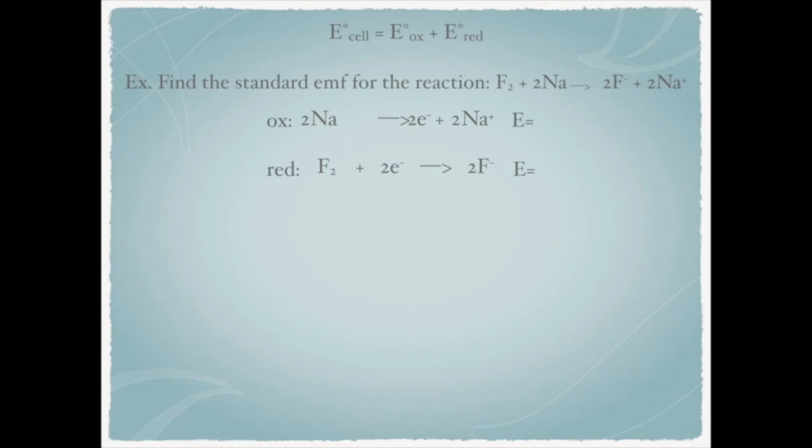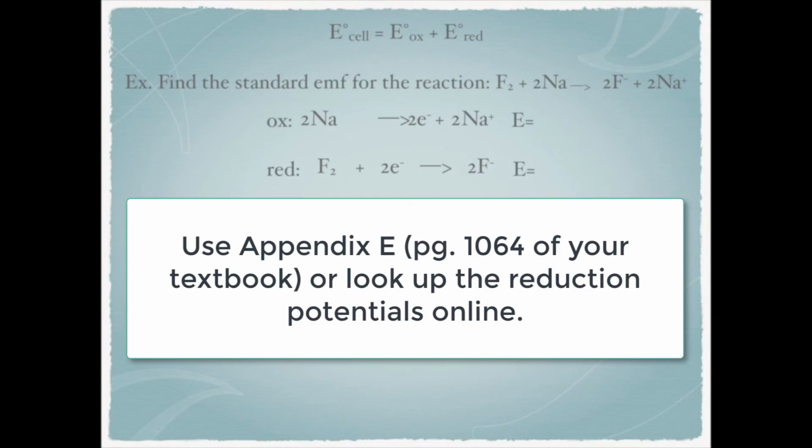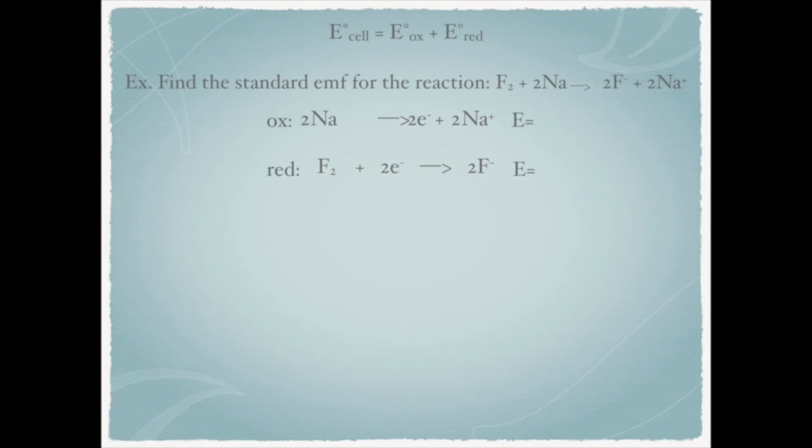Now I'm going to look up the cell potential for sodium and for fluoride. Well, the cell potential for sodium is actually the reduction potential, so I find the reduction potential. And this reduction potential, and all the reduction potentials that you'll need to use, just as a side note, will be given to you on the test, or it'll be in your textbook if you're doing practice problems.